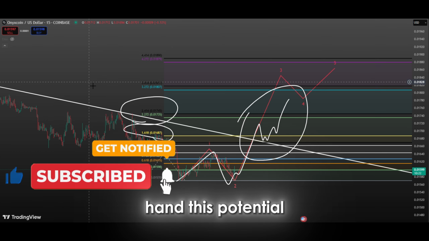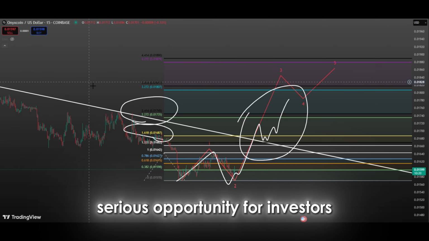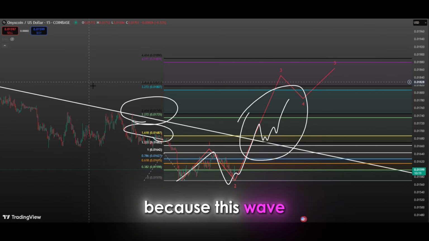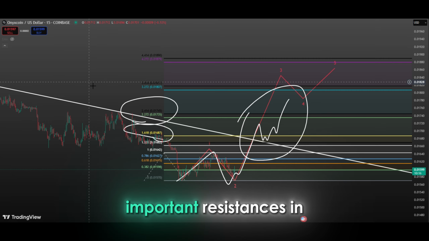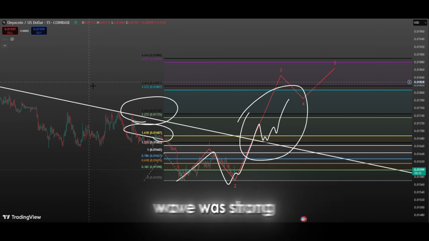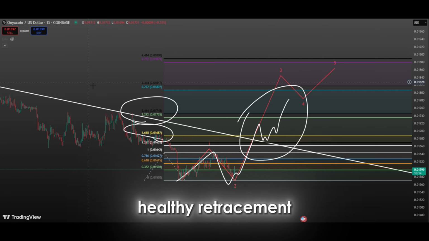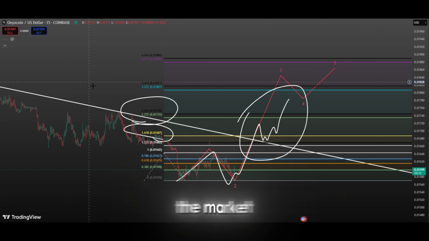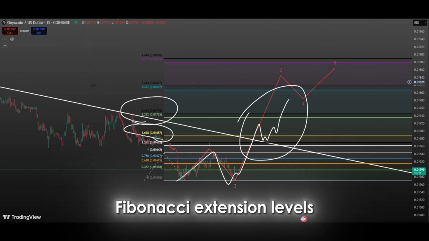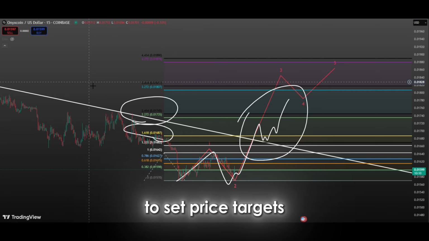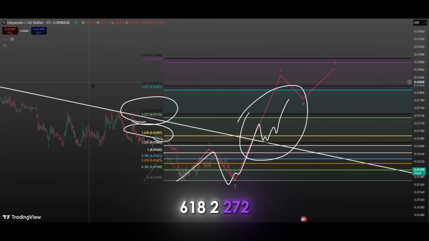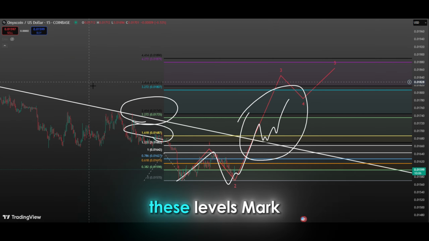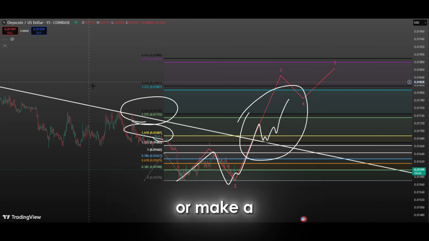On the other hand, this potential third wave movement could be a serious opportunity for investors. Because this wave is usually fast-moving, corrections are minimal, and the price can often break important resistances in one go. If the first wave was strong, and the second wave made a healthy retracement, the third wave will usually lead the market. At this point, Fibonacci extension levels can be used to set price targets. The most frequently followed levels are 1.618 to 2.272. These levels mark areas where the price could reach and bounce back or make a short-term correction, respectively.